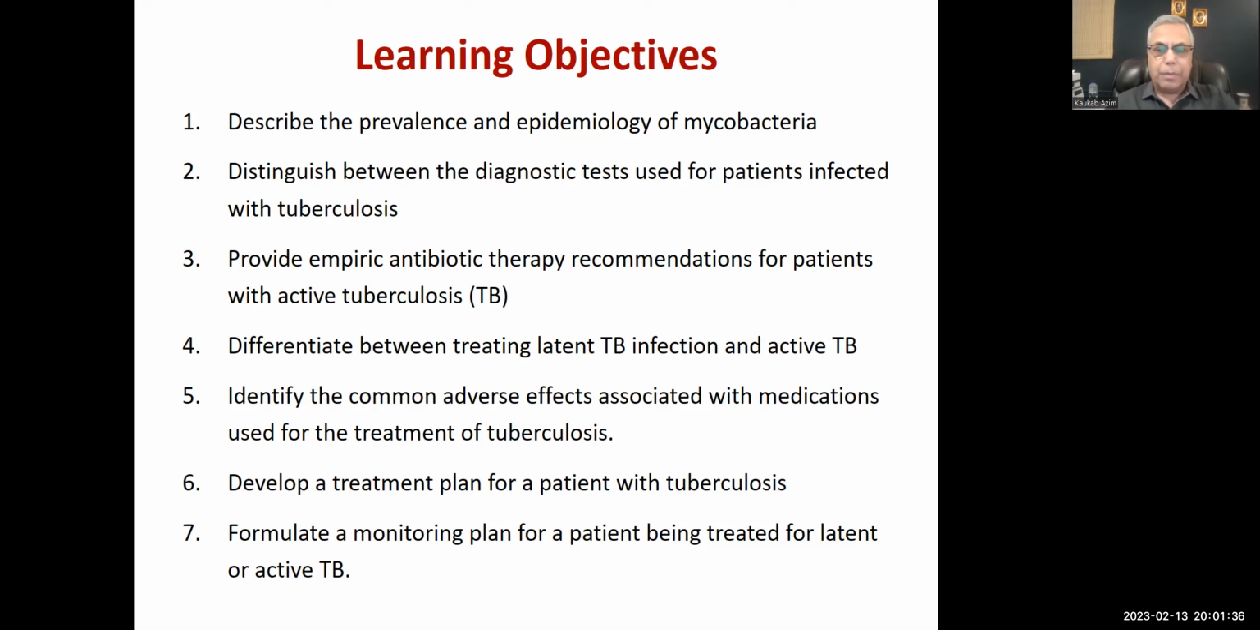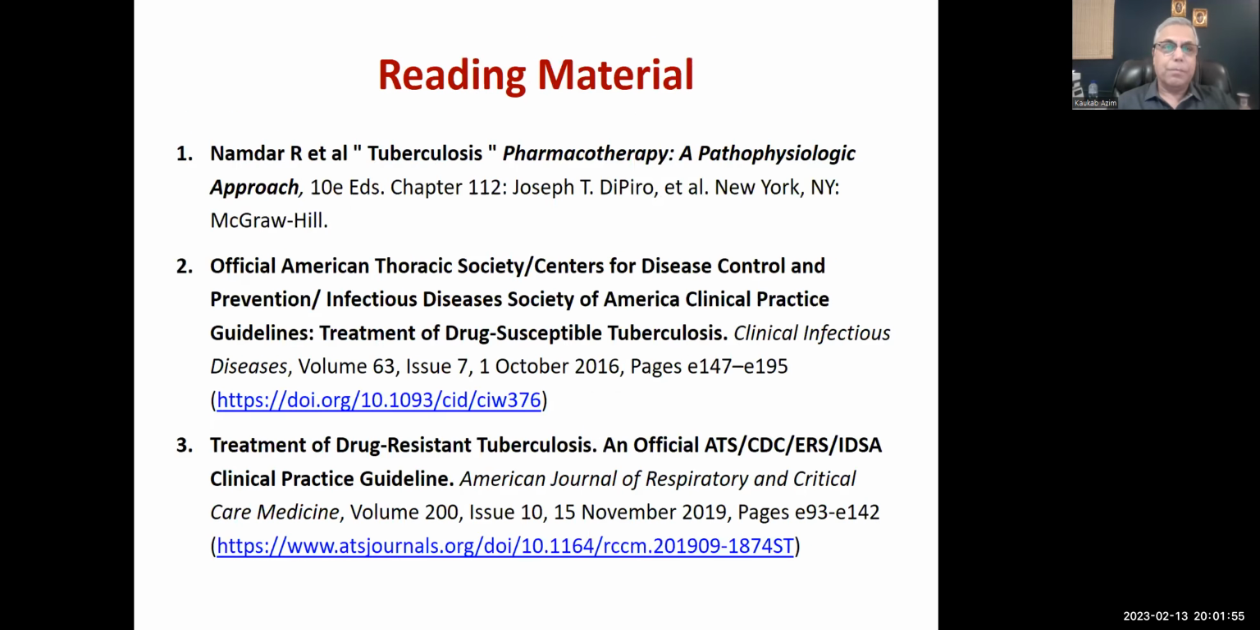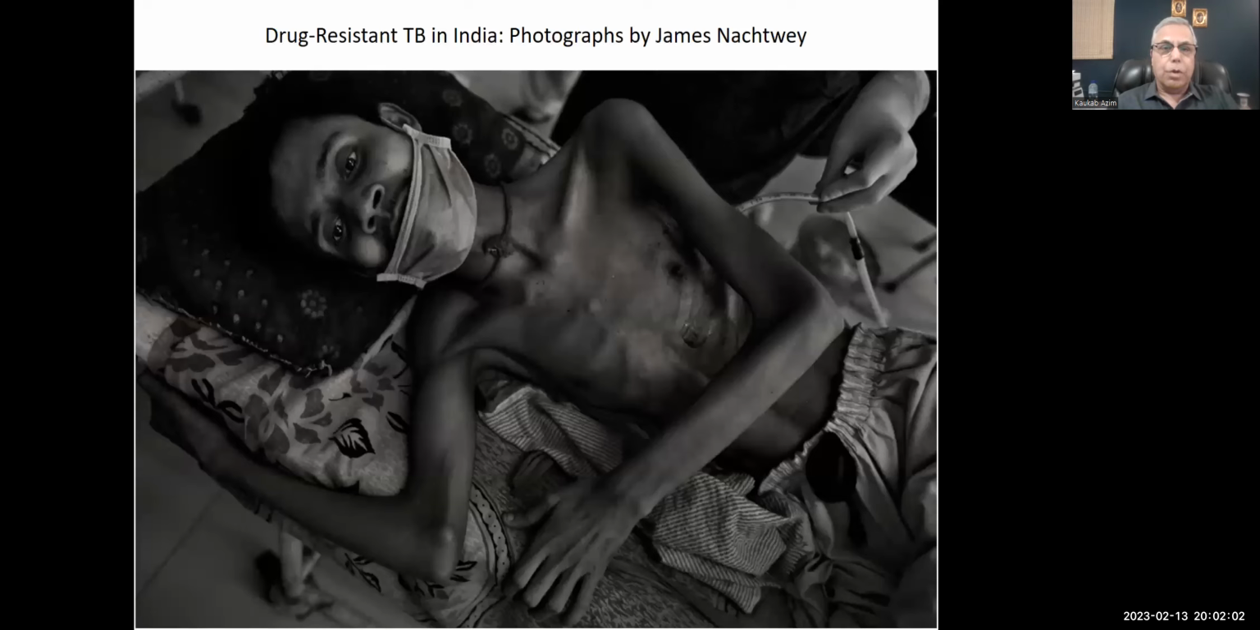You have done this in pharmacology as well, but this is going to be a revision or a review of what you have already done. Then develop a treatment plan and formulate a monitoring plan to look at the side effects or development of resistance or presence of resistance, okay, whatever it is. So this is the reading material that you can refer to. And we will go on to this slide, which shows you drug-resistant tuberculosis in India.